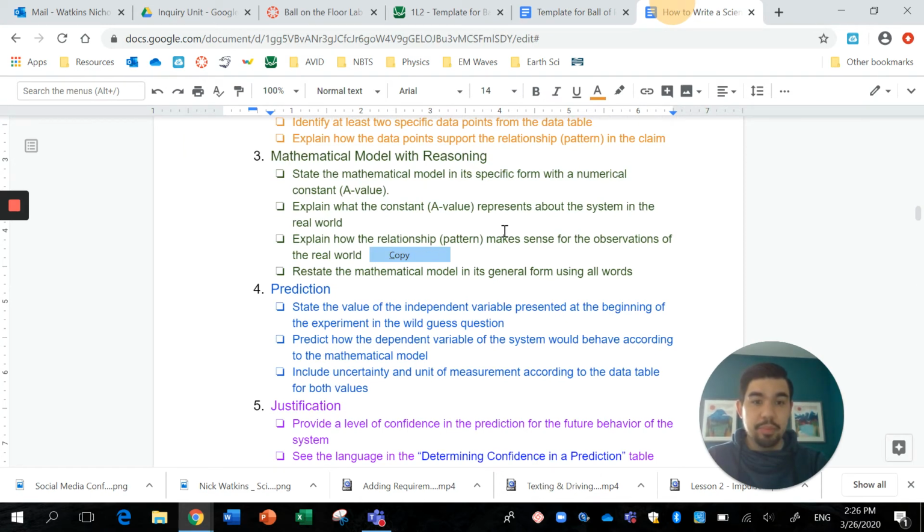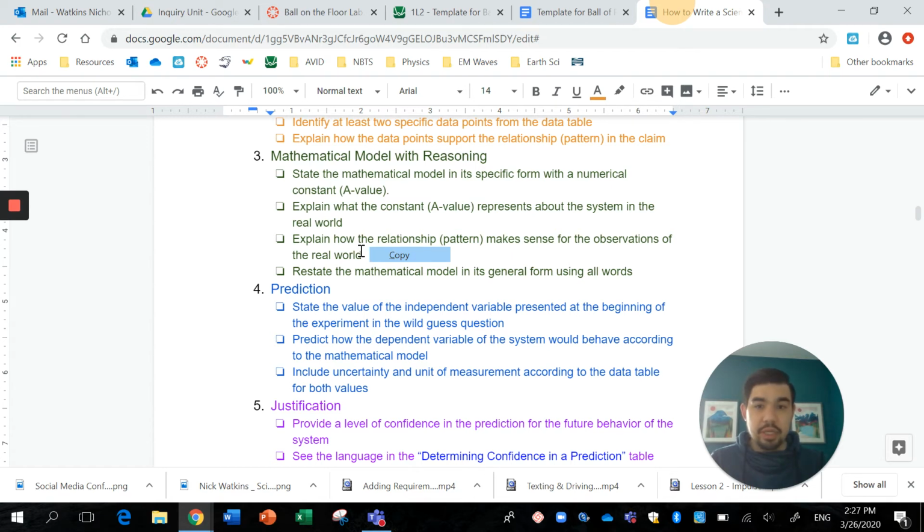Explain how the relationship makes sense for observations from the real world. You'll want to look at your qualitative data. If you remember, your qualitative data is an observation of the lab with words. So you may remember that if we have a ball just rolling on the floor, especially for the first few seconds, it's really just moving with constant velocity. We can explain the ball is not speeding up, it's maintaining a constant velocity, so that every second it is going to cover the same amount of distance. In 1 second, it will cover 1 meter. In 2 seconds, it will cover 2 meters. In 3 seconds, it will cover 3 meters, etc.